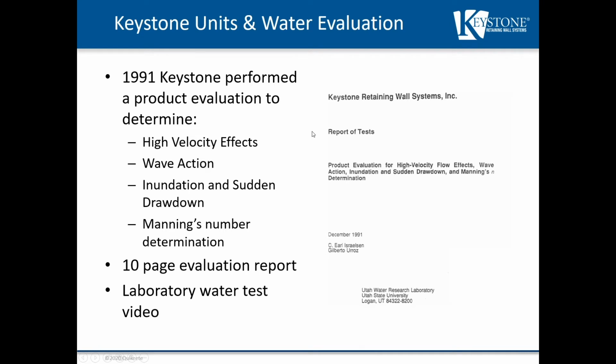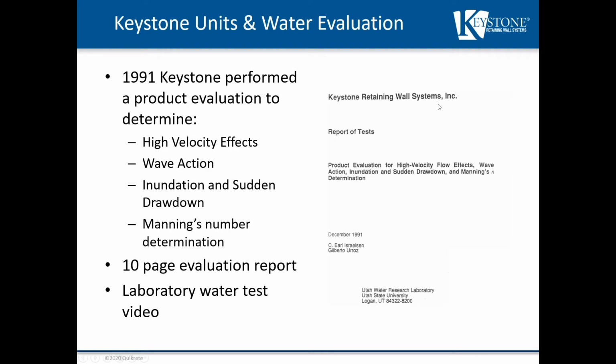Early in Keystone's time, they realized that water applications were going to be a big component of how they go to market. And so in 1991, they had a university study performed to evaluate the various effects of water on Keystone products, such as high velocity, wave action, sudden drawdown, and also to help determine a Manning's number that can be utilized for design work.